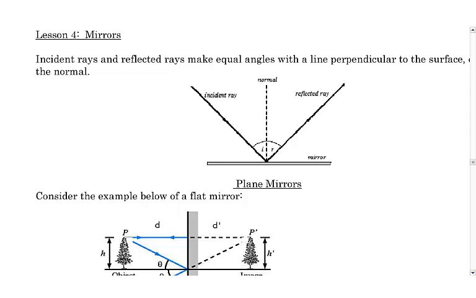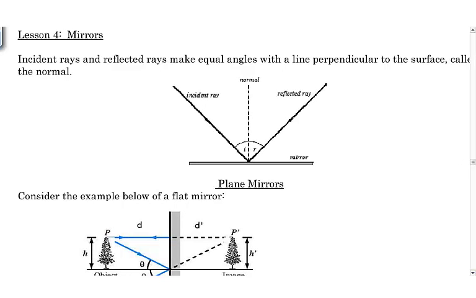Welcome to Unit 9, Lesson 4 on mirrors. Incident rays and reflected rays make equal angles with a line perpendicular to the surface, called the normal, which is also known as the law of reflection. We've talked about that with waves for the last few days. So remember, the angle of incidence is going to equal the angle of reflection.